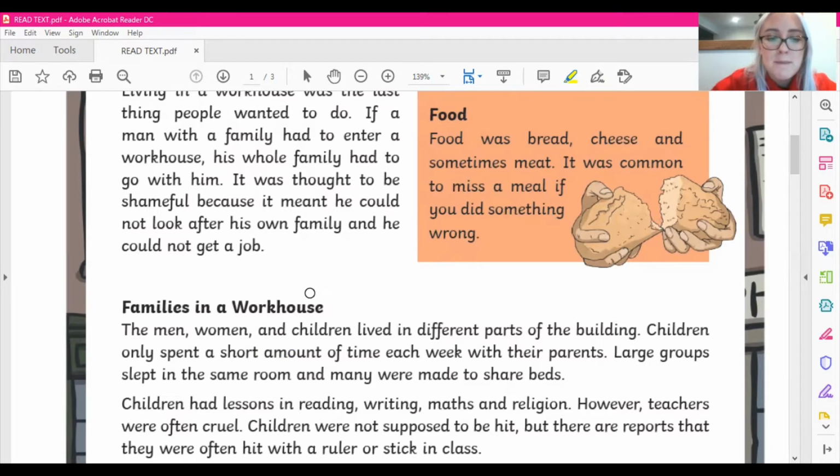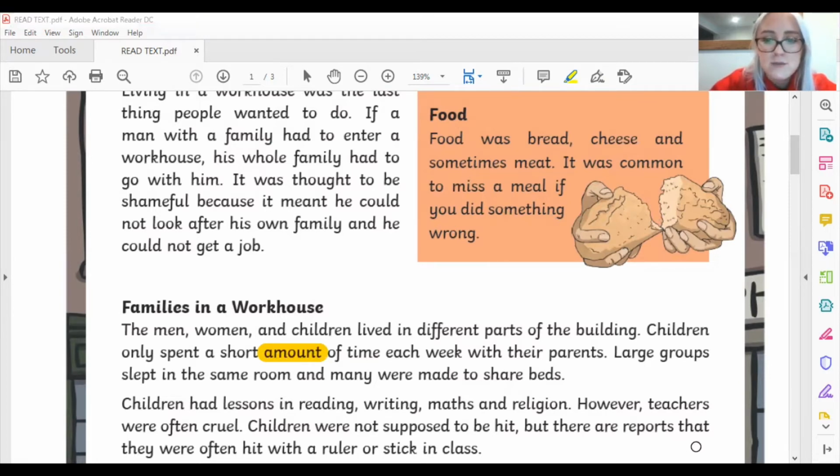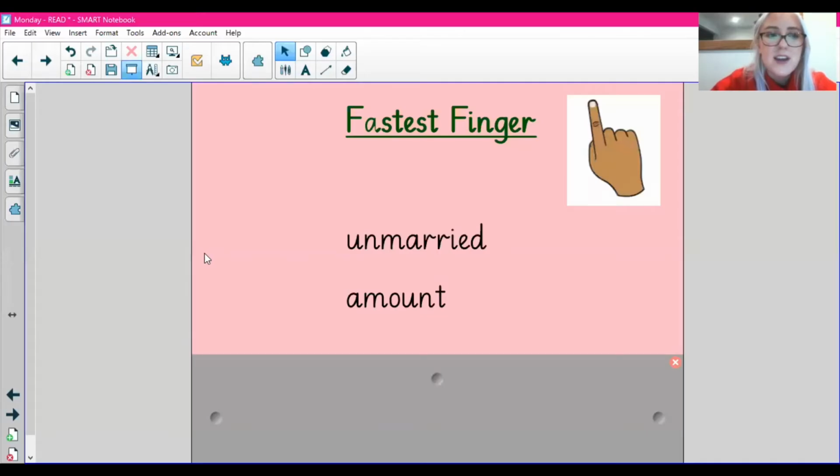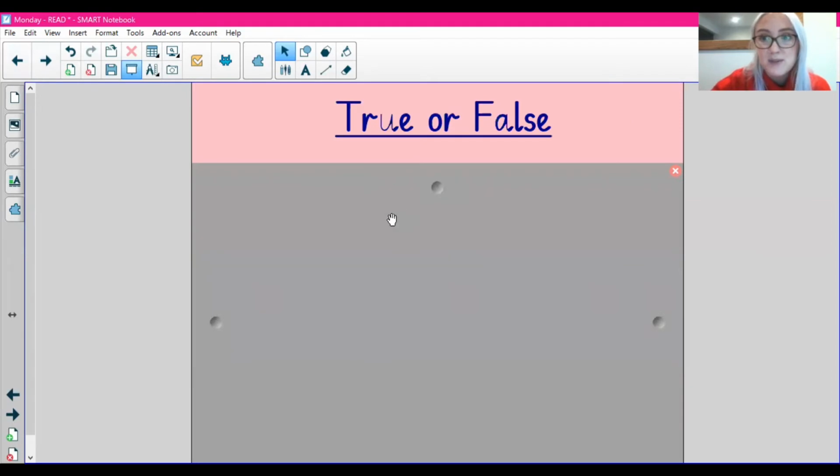So the word amount was here. Great. Super, well done for practicing those really important skills. Right, we've had a go at fastest finger, getting our brains nice and warmed up, having a practice at finding keywords in the text. Now I have some true or false statements for you.